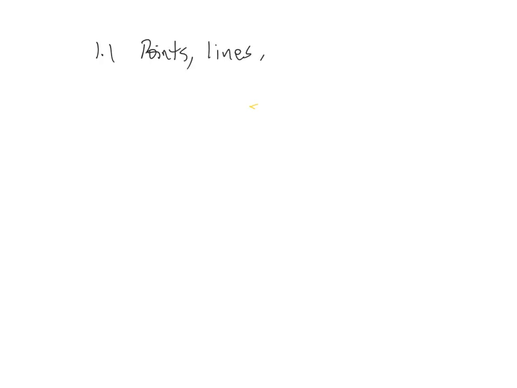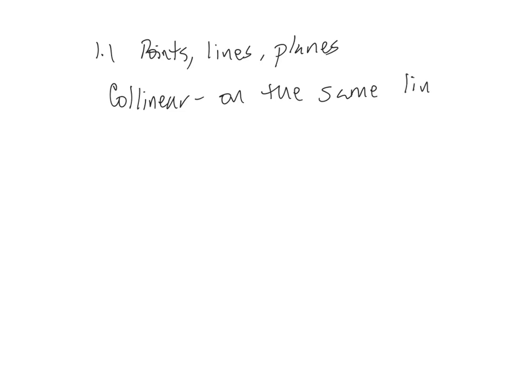We talked about the term collinear yesterday, meaning on the same line. And today we'll add the word coplanar. Make sure I spell it correctly. Not a great speller. Coplanar: on the same plane.